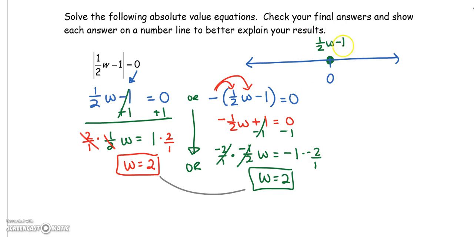Now, notice that both of these solutions are the same, which is very true because there was only one solution, really. There was only one location you could be to be 0 units away from 0, and that would be exactly on 0. So it's kind of cool to see the visual and the algebraic coming together.